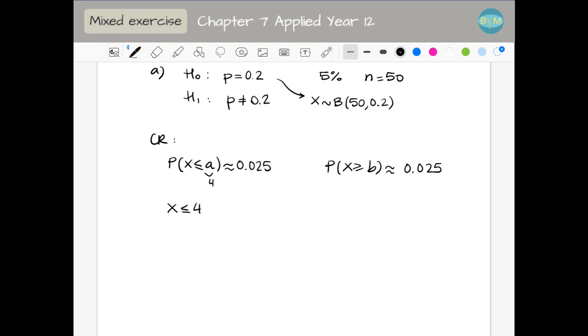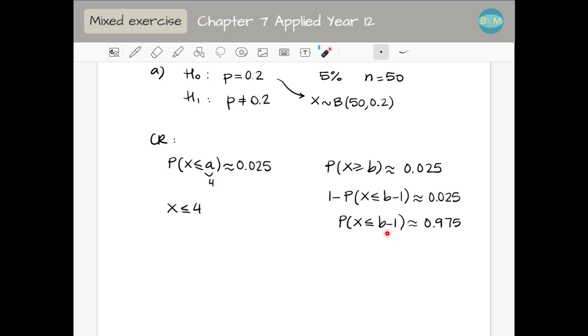And then the other half of the critical region, again, is going to be as close as possible to 0.025, but this is not in the table. I need the smaller or equal, so I'm going to rewrite this as 1 minus the probability of X smaller or equal than b minus 1, as close as possible to 0.025. And I'm going to reorganize. So 1 minus 0.025 means that the probability of X smaller or equal than b minus 1 must be as close as possible to 0.975.